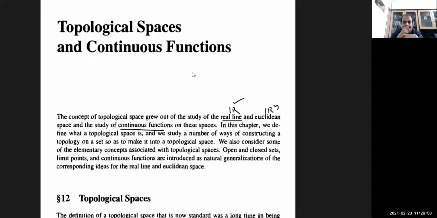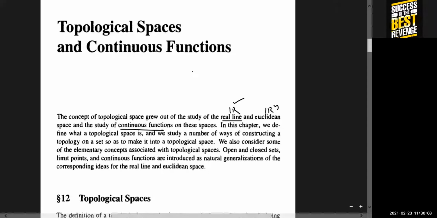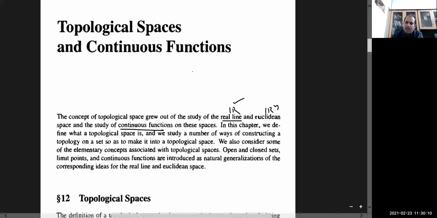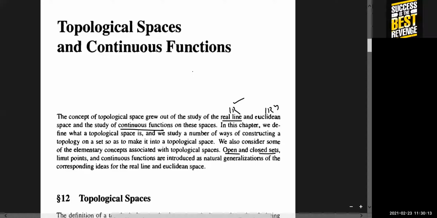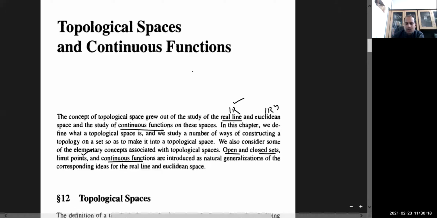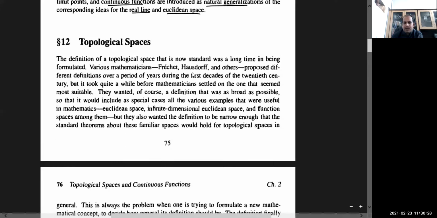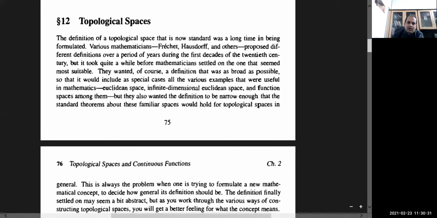So now that definition which we have studied in R, basically all those concepts are extended to arbitrary spaces. Open and closed sets, the concept of limit point in real analysis, continuous functions. Now here we are generalizing all those concepts, those corresponding ideas from the real line or Euclidean space, to arbitrary spaces. So here is the basics of topological spaces.